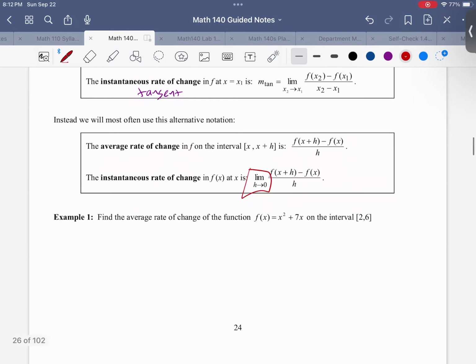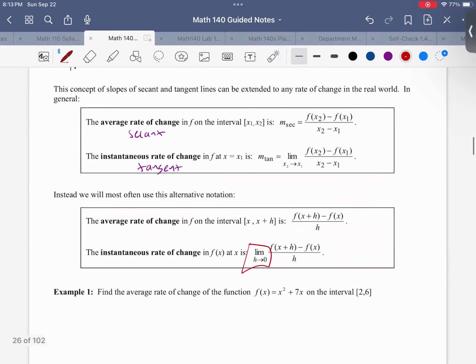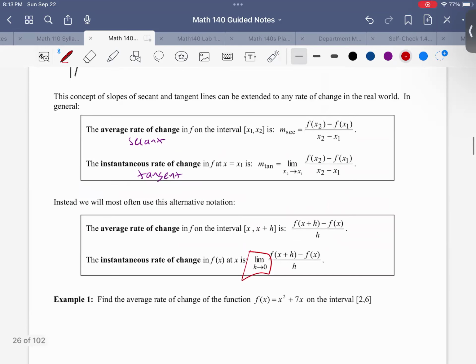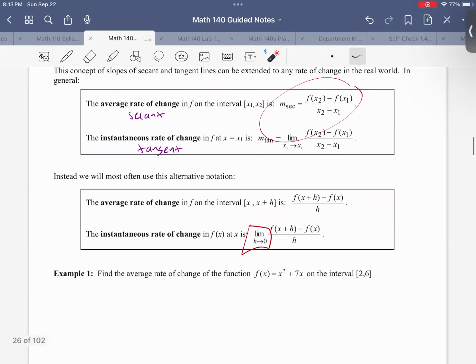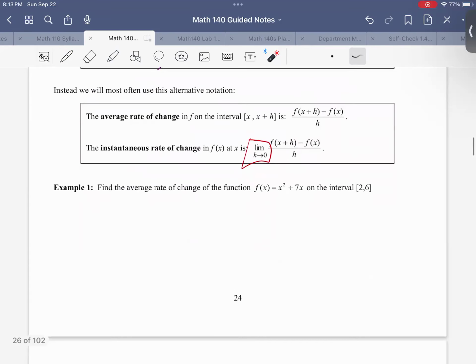But okay, so find the average rate of change of the function f of x equals x squared plus 7x on the interval 2 to 6. So average rate of change, we definitely know how to do this before. And we're going to use this one. I don't want to use this formula here. Let's just keep it simple like we've already known before. So average rate of change of that function on the interval.